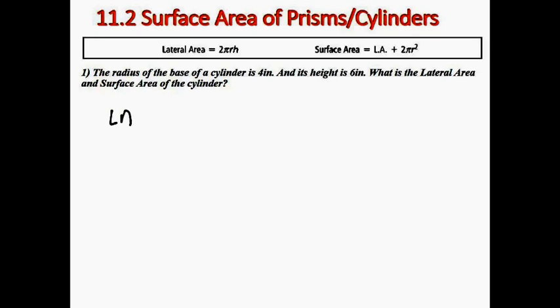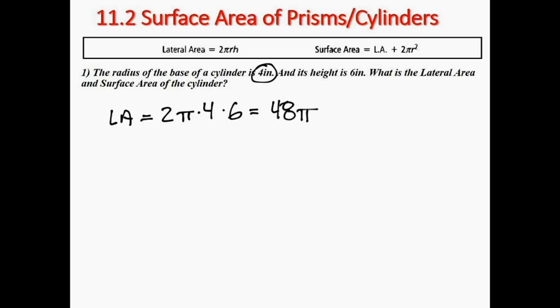So let's start by finding the lateral area. The lateral area formula tells us we're taking 2 pi times our radius, which in this case is 4, times our height, which in this case is 6. We can multiply together the 2, the 4, and the 6. So 2 times 4 is 8, times 6 is 48. So we've got 48 pi. You can leave your answer in terms of pi, or if you want to multiply it out, you can. If you multiply it out, you get 150.8 inches squared, roughly.